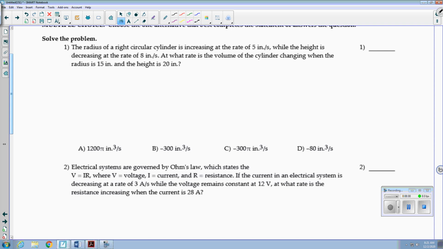So our first question. The radius of a right circular cylinder is increasing at a rate of 5 inches per second, while the height is decreasing at a rate of 8 inches per second. At what rate is the volume of the cylinder changing when the radius is 15 inches and the height is 12 inches? So let's make sure we understand the problem. What are we trying to find? We are trying to determine at what rate the volume of the cylinder is changing. When I see the term rate, I know I'm talking about a derivative, and I'm looking for the volume. So we want the rate of change of the volume with respect to time.